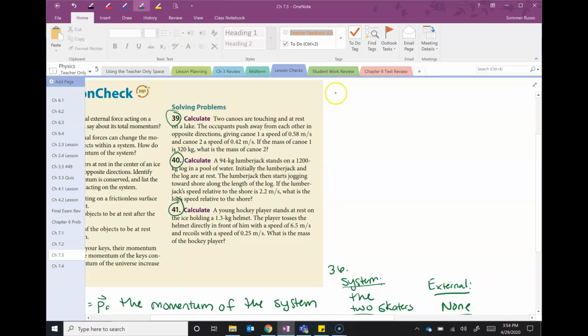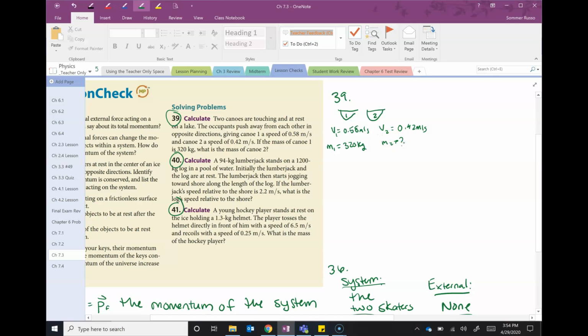All right, number 39. Two canoes are touching and at rest on a lake. So I have a canoe here and a canoe here, canoe 1 and canoe 2. The occupants push away from each other in opposite directions. Canoe 1 has a speed of 0.58 meters per second, and canoe 2 has a speed of 0.4 meters per second. If the mass of canoe 1 is 320 kilograms, what is the mass of canoe 2?